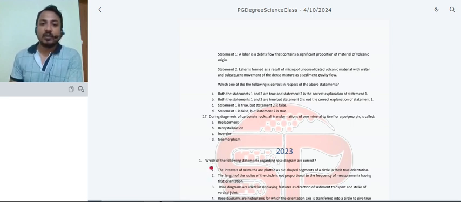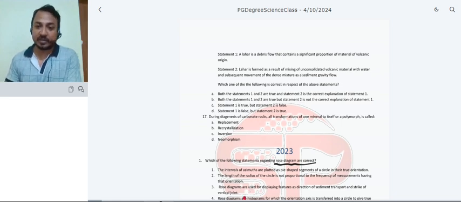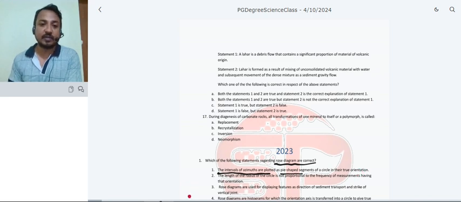So first question: which one of the following statements regarding a Rose diagram are correct? Rose diagrams are used to determine paleocurrent direction. The intervals of azimuth are plotted as pie-shaped segments of a circle in their true orientation. Generally, in a Rose diagram, the directions are plotted like this. This is a pie-shaped thing, and it is plotted in its orientation or direction.